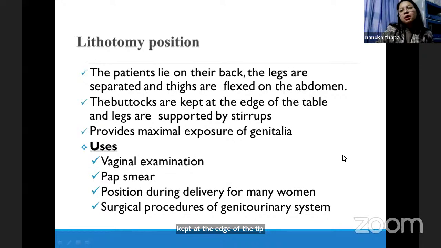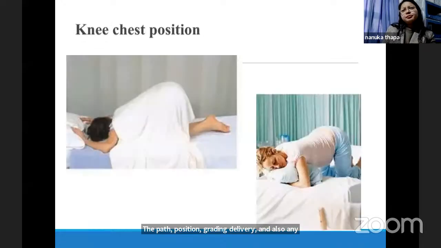It provides maximal exposure of the genitalia. The only problem is that when we lift the legs, we should lift them simultaneously so that we prevent any extreme torsion of the lumbar spine. The uses are in vaginal examination, the pap smear, position during delivery, and also any surgical procedures of the genitourinary system. Next is the knee chest position.